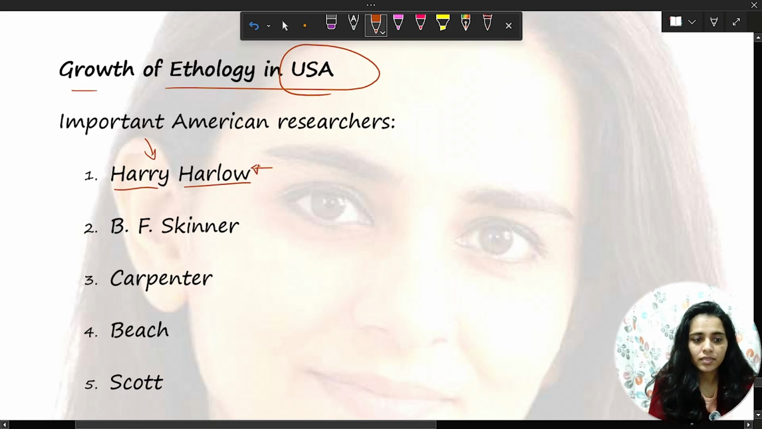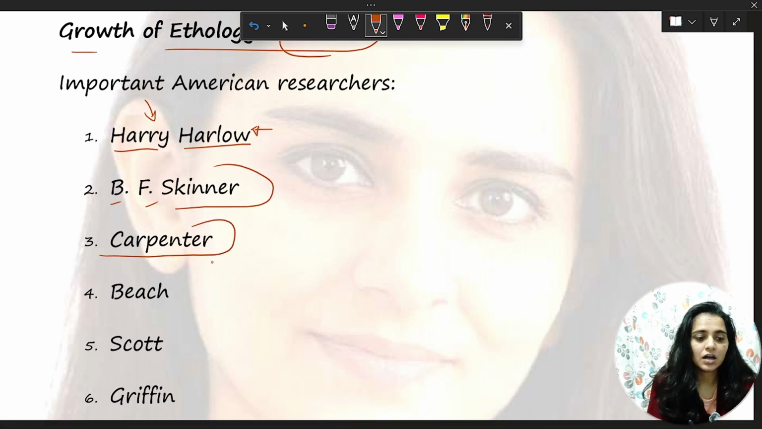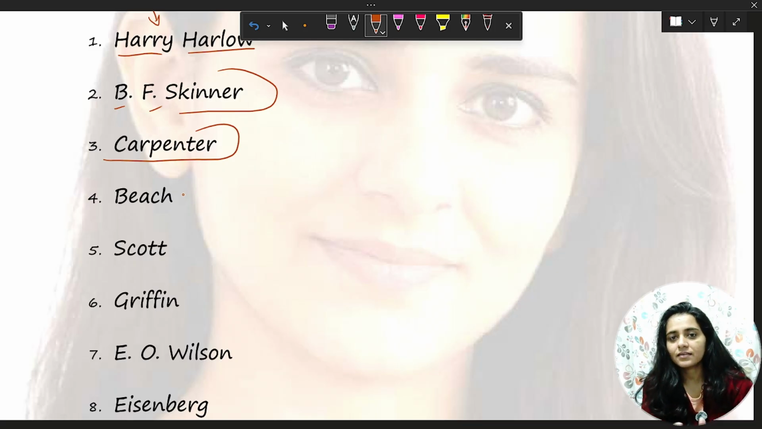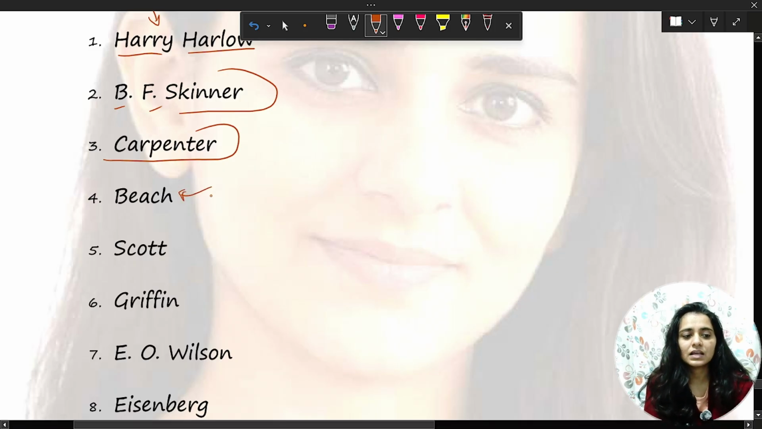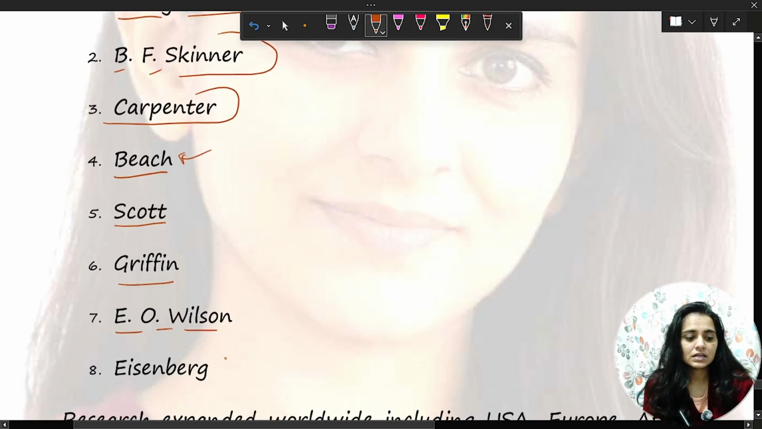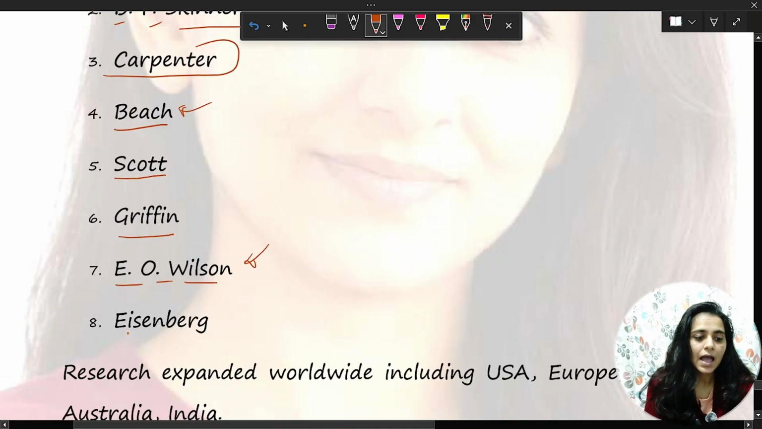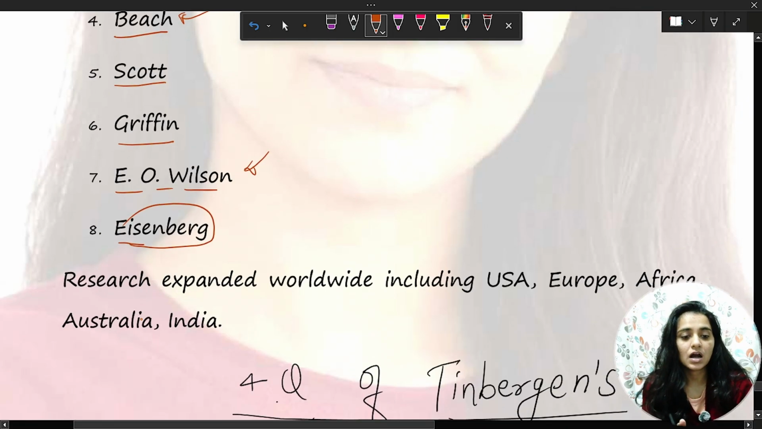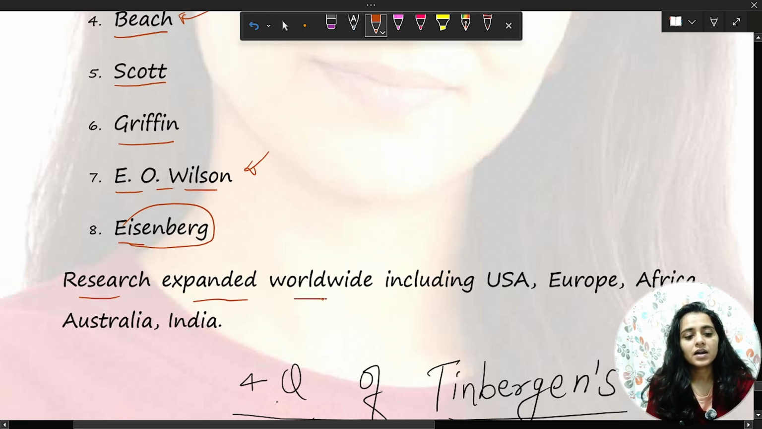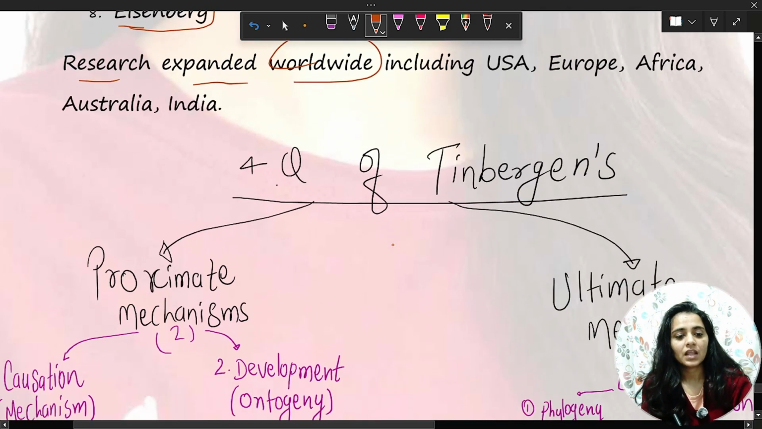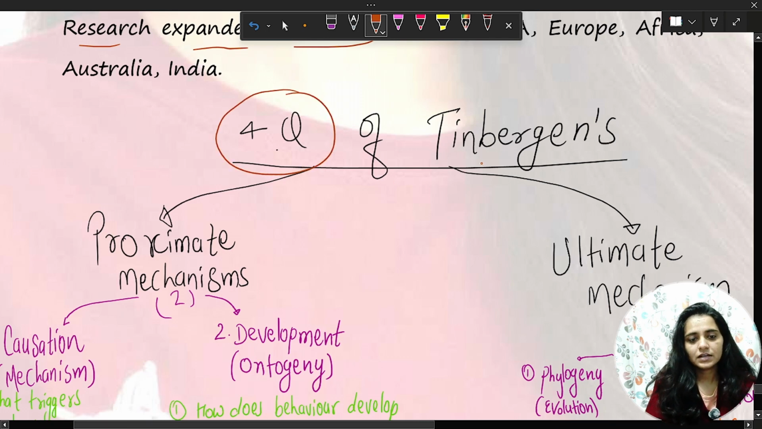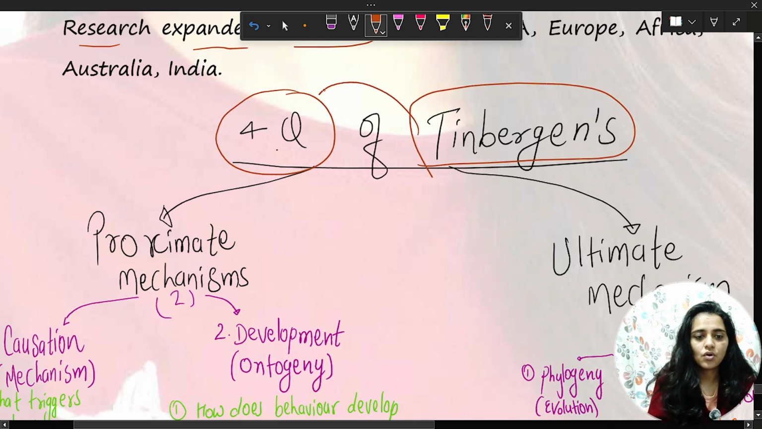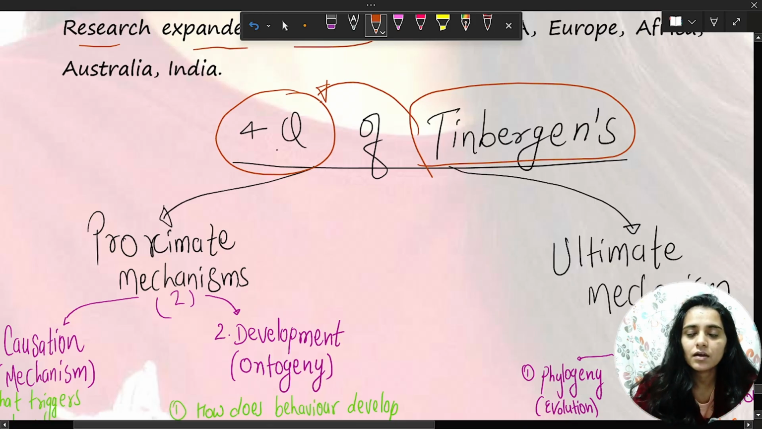Harry Harlow, the monkey man. B.F. Skinner, you can see him also. Carpenter, I don't know him, but we'll see if he has some important work, then in an upcoming class we can see him. Beach, Scott, Griffin, E.O. Wilson, he's a sociobiologist, and Eisenberg. Research expanded worldwide.